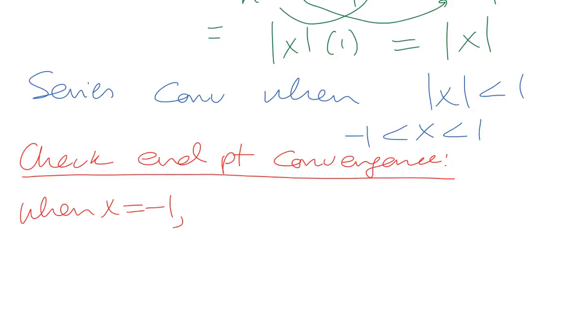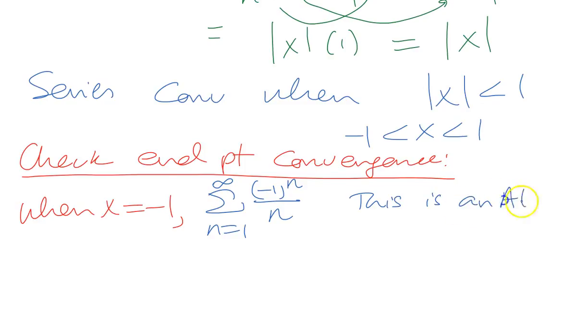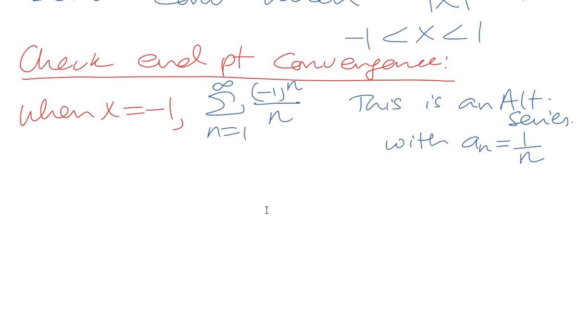So when x is -1, you have sigma n equals 1 to infinity (-1)^n over n. You know that this is an alternating series, right? With a_n equal to 1 over n. Remember, a_n is the part without the alternating component. So guys, because this is an alternating series, to determine the convergence or divergence of this series, let's do the alternating series test. So I'll say do AST.